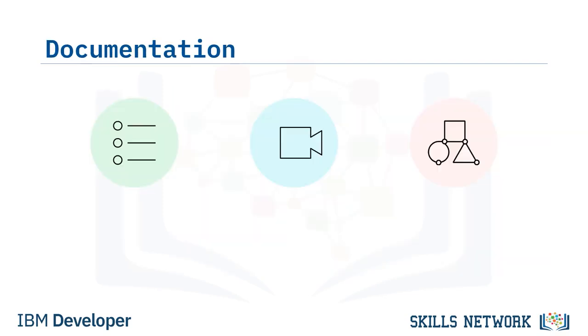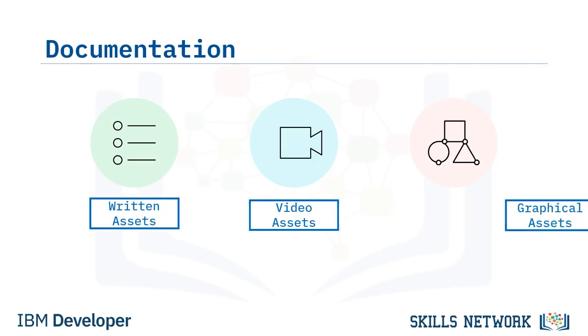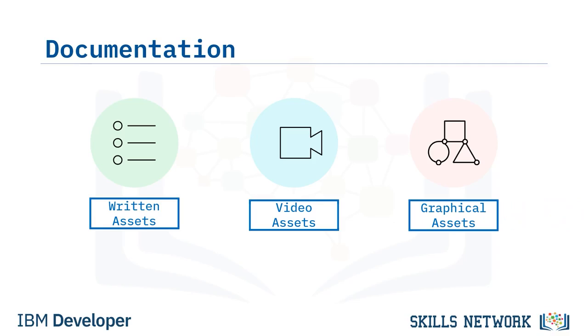Software documentation is information about the software that describes what the product is and how to use it. These can be written, video, or graphical assets associated with a software product's development and use. Documentation can be in any of these three formats. Documentation is an essential aspect of software engineering applicable across all the phases of SDLC.